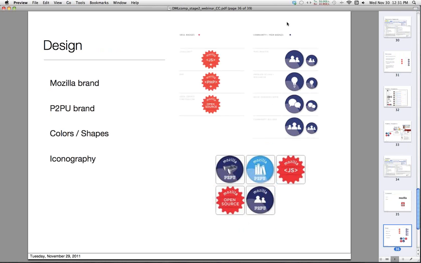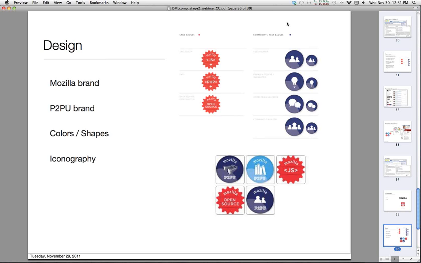From a design standpoint, obviously we built in the Mozilla brand and the peer-to-peer university brand, and we also gave some thought to distinguishing between types of badges. Skill badges were all based in red, and community or peer badges were all based in blue. That might be something you want to consider as well.